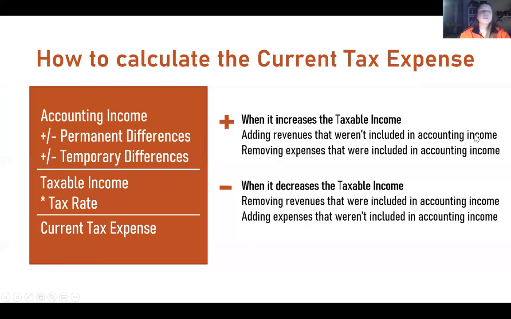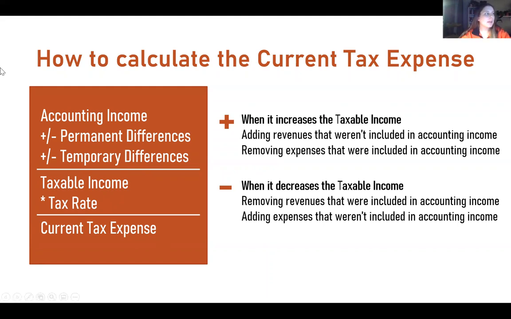Okay, so how do you calculate your current tax expense? How do you calculate the amount of taxes that you're going to owe for your financial year? You always start with your accounting income, so what you have pre-tax in your income statement. Then you add or subtract your permanent and temporary differences, and that gives you your taxable income. From there, you take your tax rate times your taxable income, and it gives you the amount of tax that you owe to the government for the year.